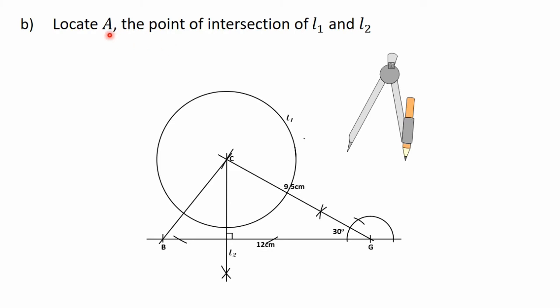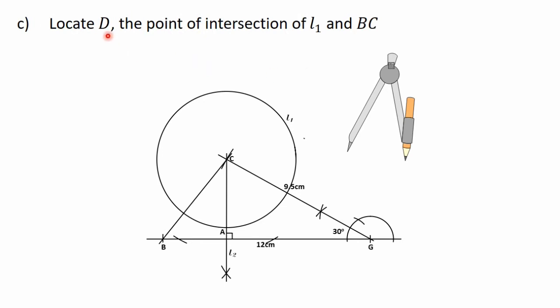It says that locate A, the point of intersection of L1 and L2. L1 is the circle and L2 is the perpendicular line to the line BG. The circle and the perpendicular line to the line BG intersect at this point. So here will be point A. Let's move on to the next part of the question. It says that locate D, the point of intersection of L1 and the line BC. L1 is the circle and this is the line BC. They intersect at this point. So this will be point D. Let's move on to the last part of the question.